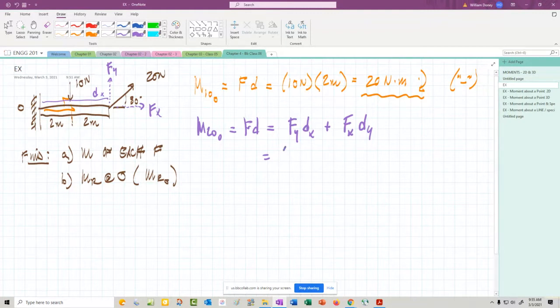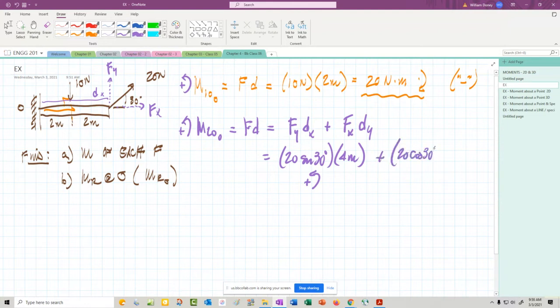So force in the Y is going to be 20 sine of 30 because it's the side opposite, and that's a distance of 4 meters. That is in the plus direction, so I'm going to leave it as plus. We always want to show direction there. And the force in the X direction is going to be 20 cosine of 30. And that distance is 0.